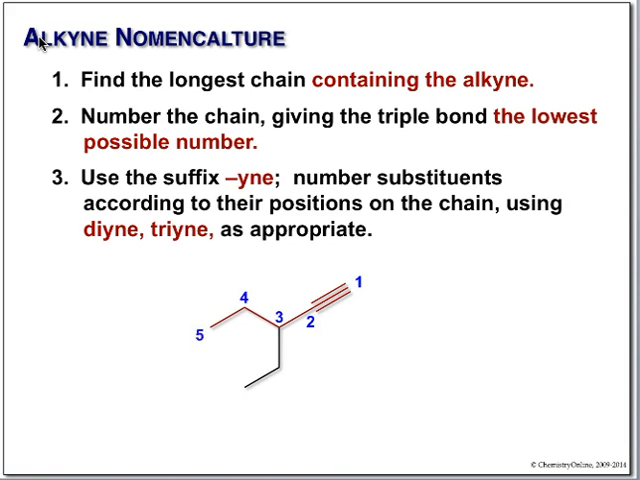So our 5-carbon parent is going to have an alkyne at carbon 1, and it's going to have an ethyl group here at carbon 3. Putting them all together, we would write 3-ethyl-1-pentyne. YNE tells you it's an alkyne. The 1 tells you it's at carbon 1, and of course we have an ethyl group at carbon 3.